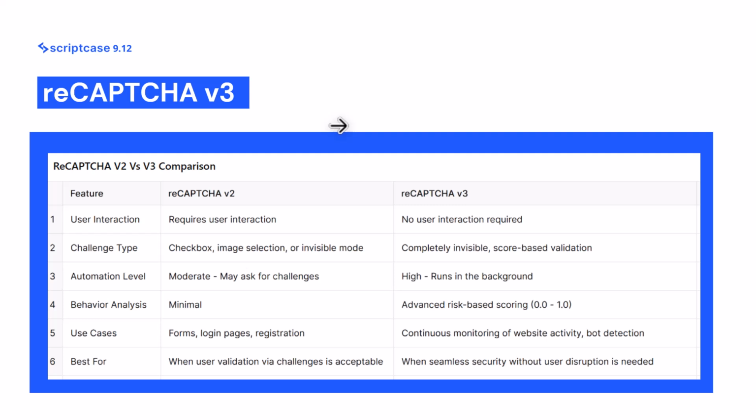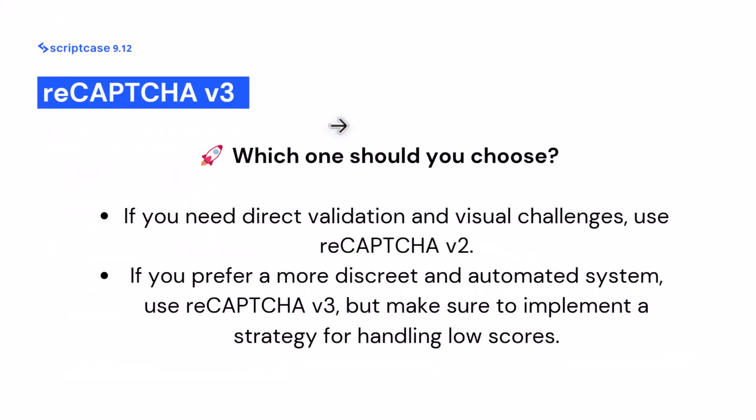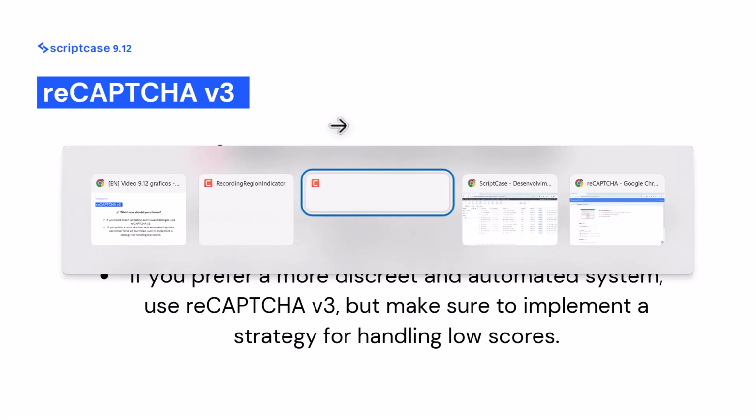So we are going to have both versions available in ScriptCase, and I'll show you how to set it. So which one should you choose? If you need direct validation and a visual challenge, version 2. If you prefer a more discreet and automated system, version 3. But then let's see inside ScriptCase how to implement that.